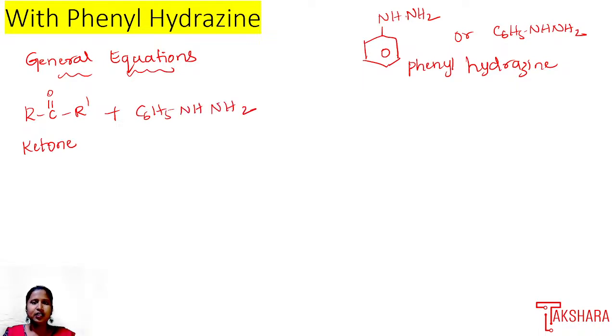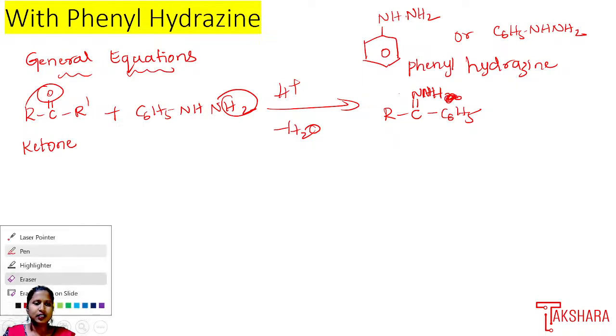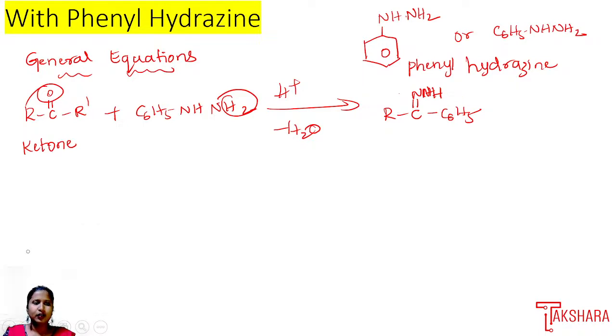When it reacts with phenyl hydrazine, C6H5 NH NH2, again this H2 and oxygen are going to be removed in the presence of acidic medium. A water molecule is going to be removed and we will get the product R C double bond N NH C6H5, okay, with R' and with the removal of water. So when a ketone is treated with phenyl hydrazine, we get phenyl hydrazone as the product.